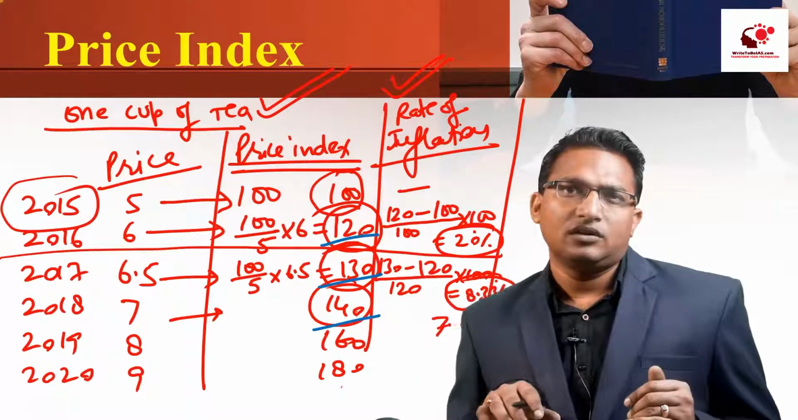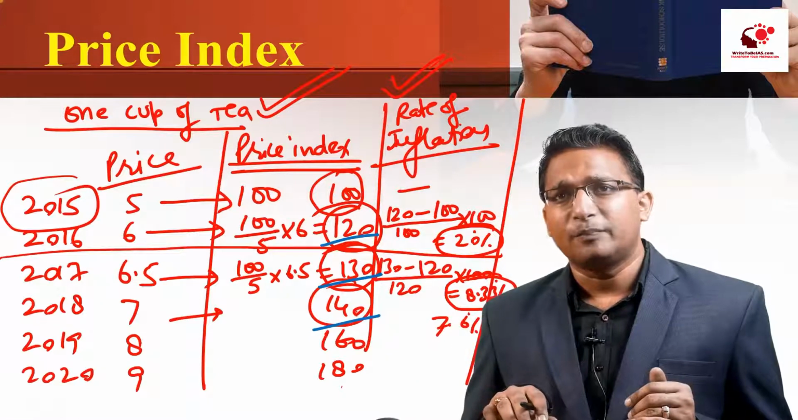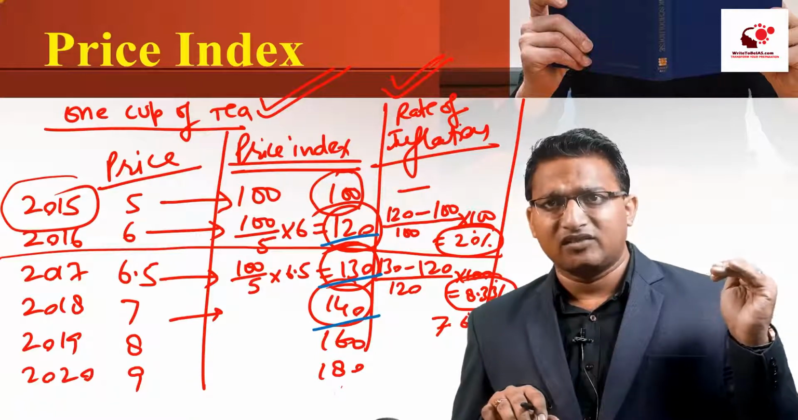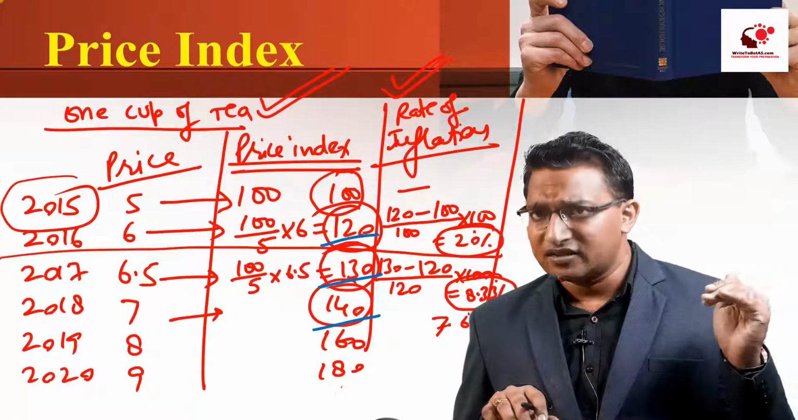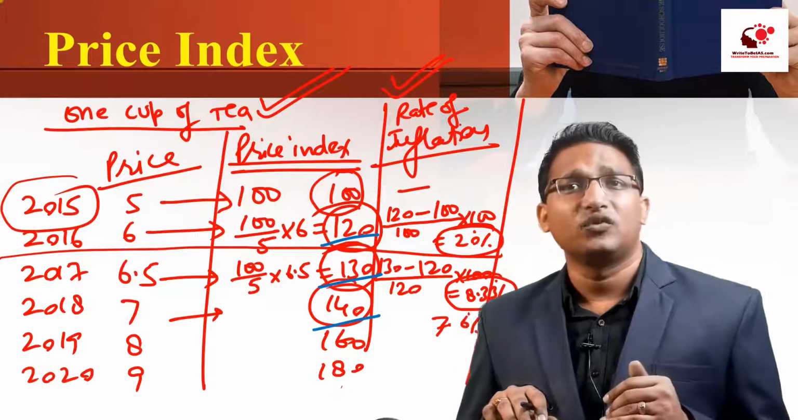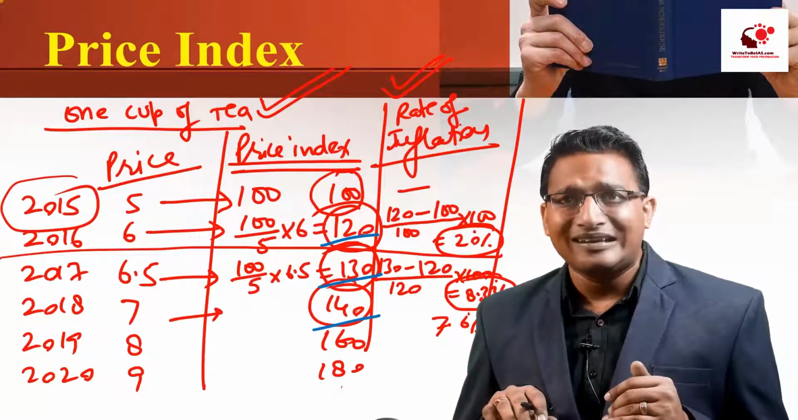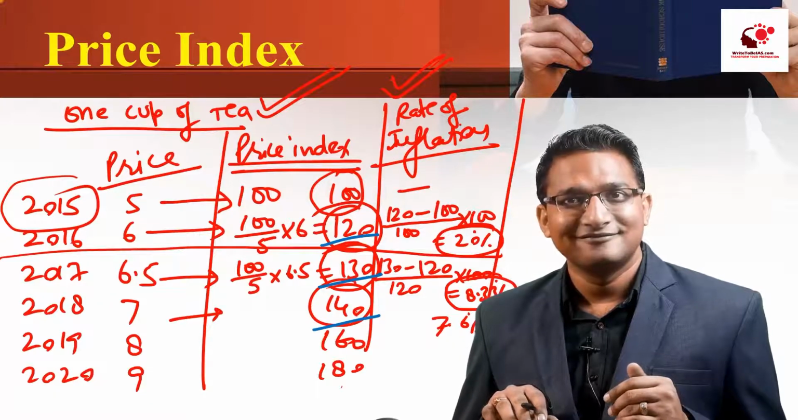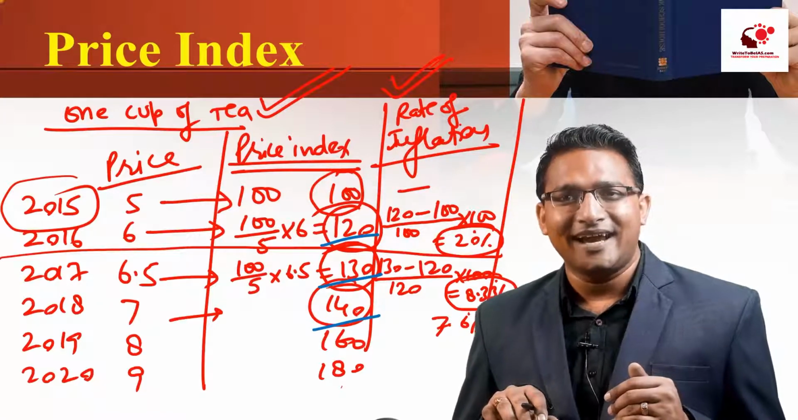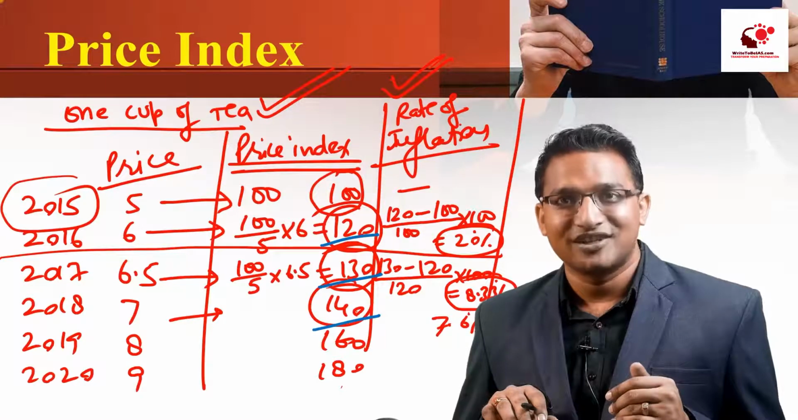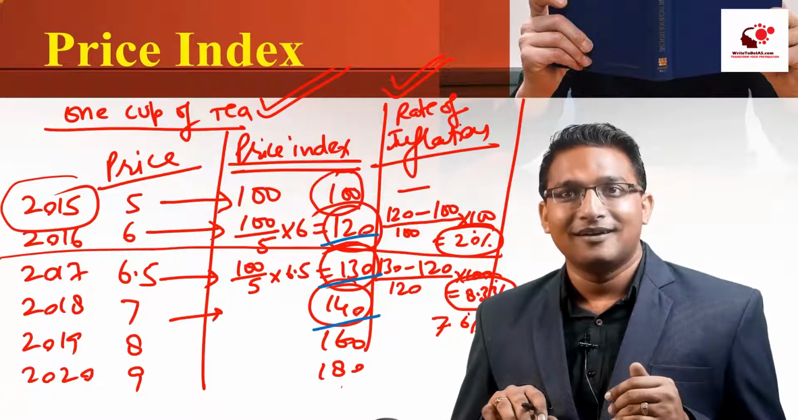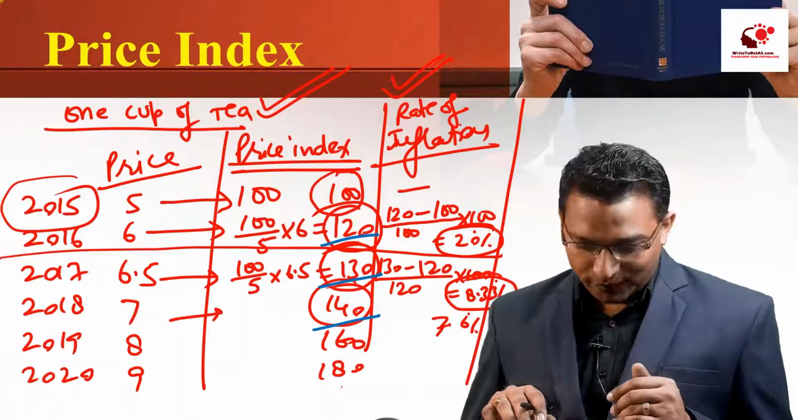So doesn't it look like the prices are rising at a constant rate? Earlier the price index was 120, then now price index was 130, and finally it became 140. So there is equal increase in the prices. Are you thinking like that? If you are thinking like that, you are mistaken. And let me show you how.